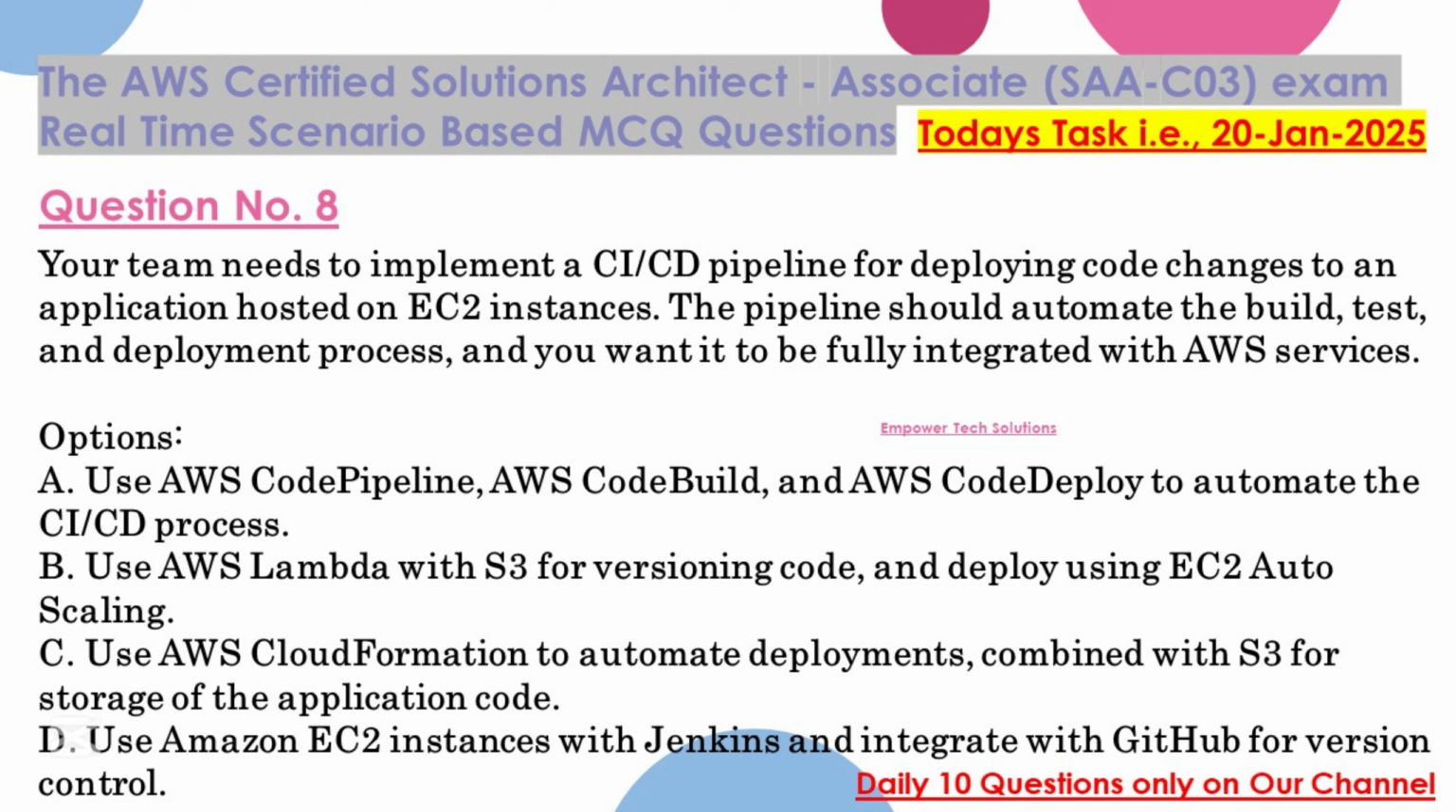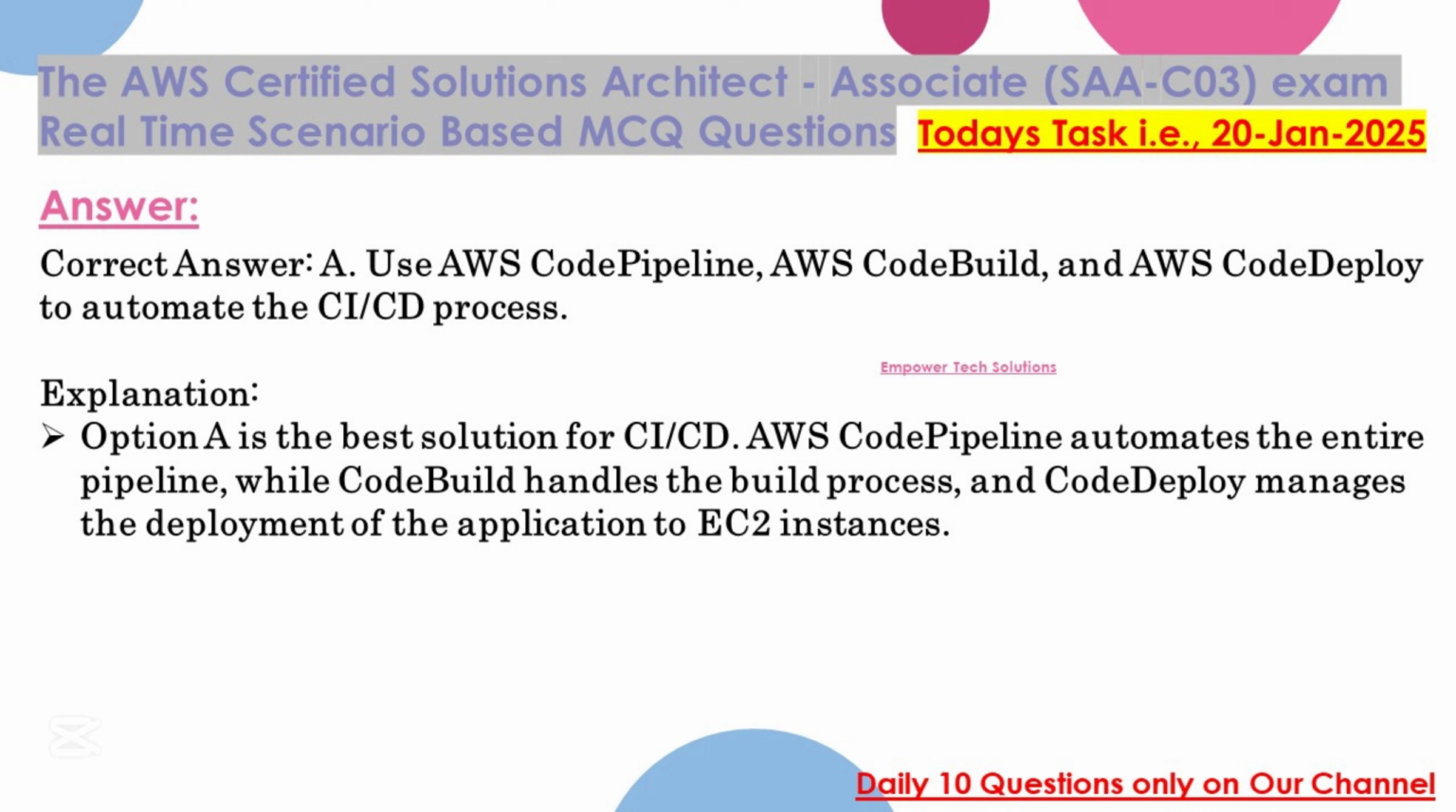B. Use AWS Lambda with S3 for versioning code, and deploy using EC2 auto-scaling. C. Use AWS CloudFormation to automate deployments, combined with S3 for storage of the application code. D. Use Amazon EC2 instances with Jenkins and integrate with GitHub for version control. Correct answer: A. Use AWS CodePipeline, AWS CodeBuild, and AWS CodeDeploy to automate the CI/CD process.